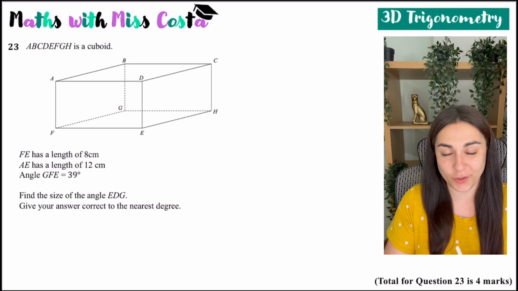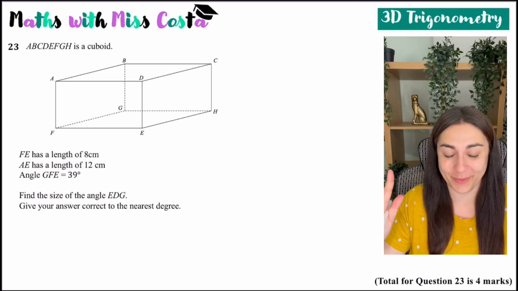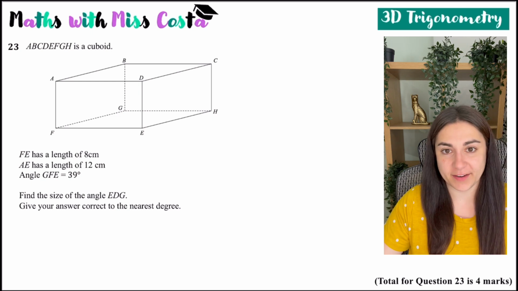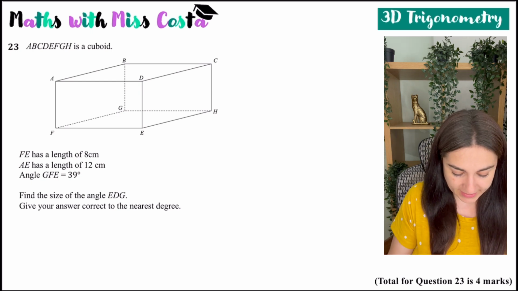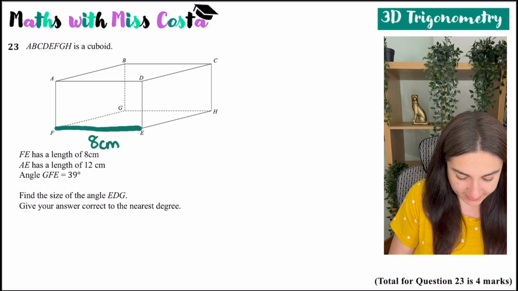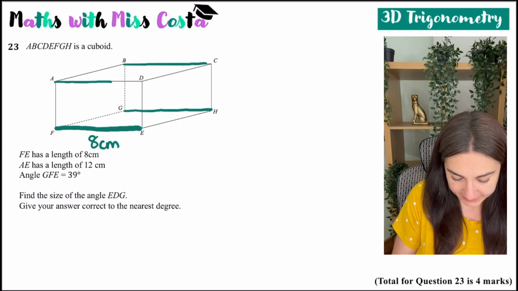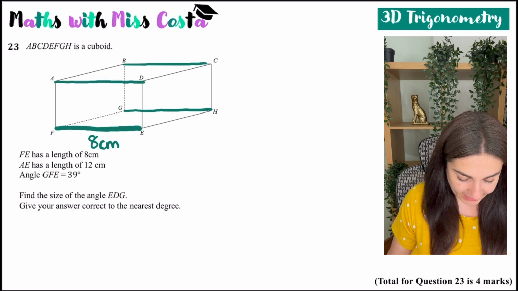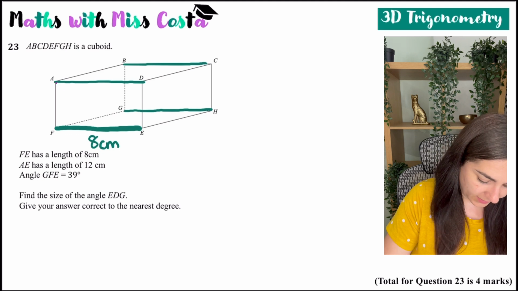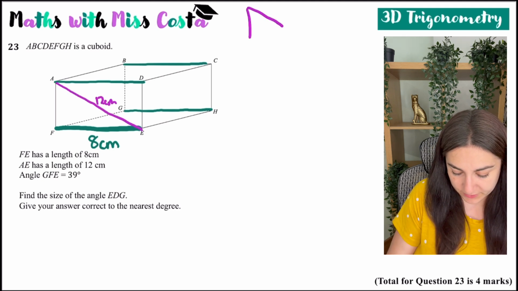Okay, so 3D trigonometry is just about trying to visualize triangles everywhere, essentially. So ABCDEFGH is a cuboid, and FE has a length of 8 centimeters, and it's a cuboid. That means that this length here is going to be 8, this length here is going to be 8, as is this length here, so that's pretty cool. AE, so this diagonal here, has a length of 12 centimeters. So already we should be able to see that there's a triangle that's formed there. That would be 12 centimeters, that's 8 centimeters.